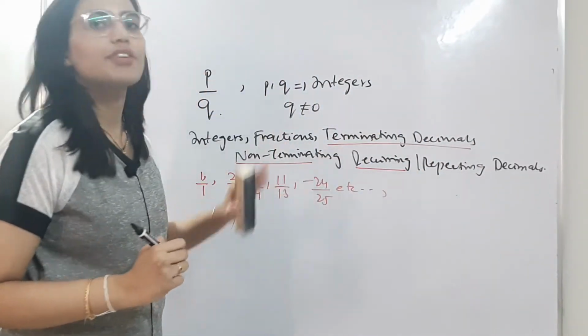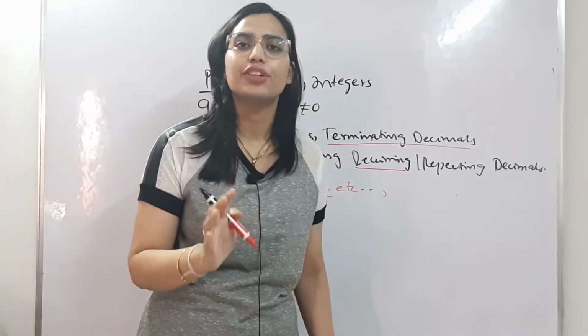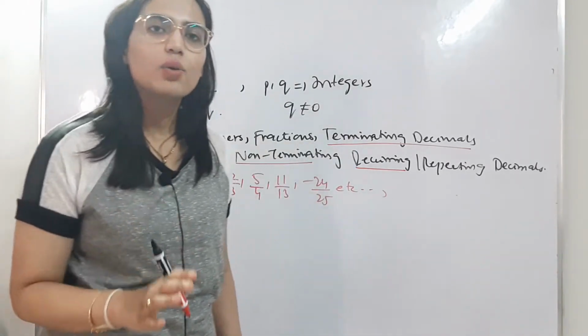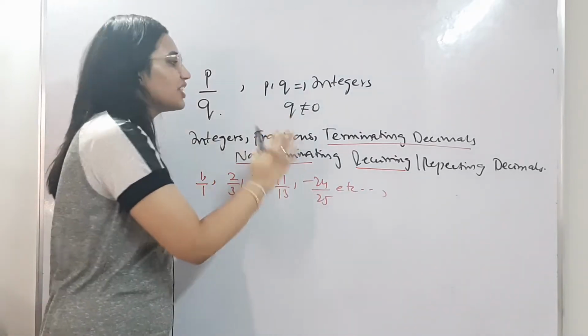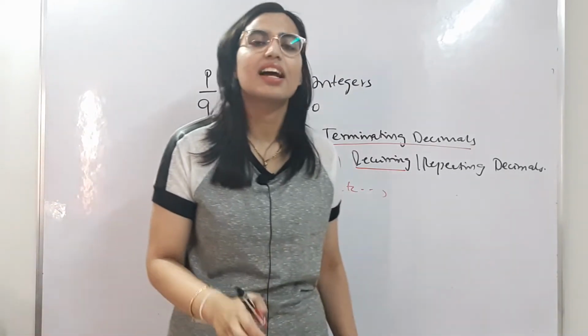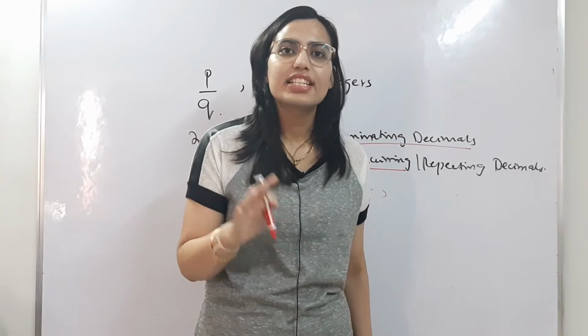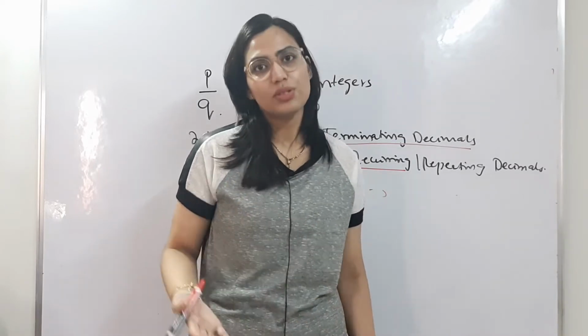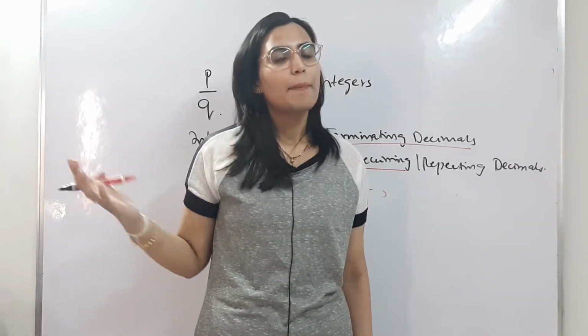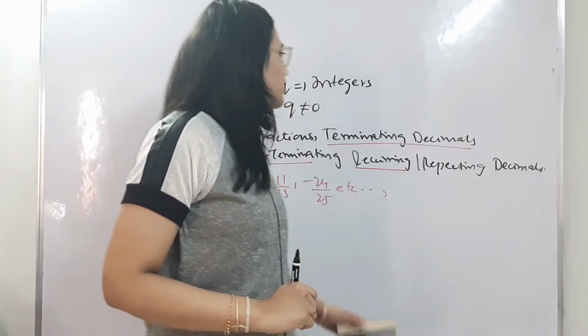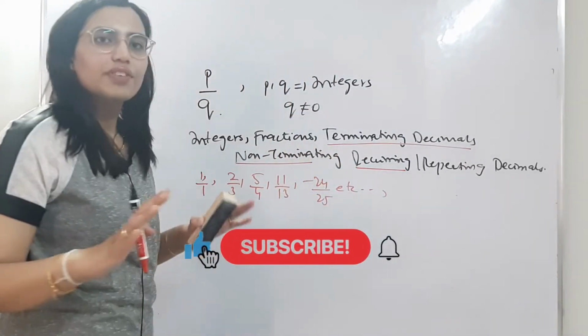This is what we focus on in our entire video today. We will see how the decimal expansions of these rational numbers can be represented and how we are saying that those expansions are terminating and those expansions are non-terminating but recurring. Okay, so this is a quick overview of a rational number.